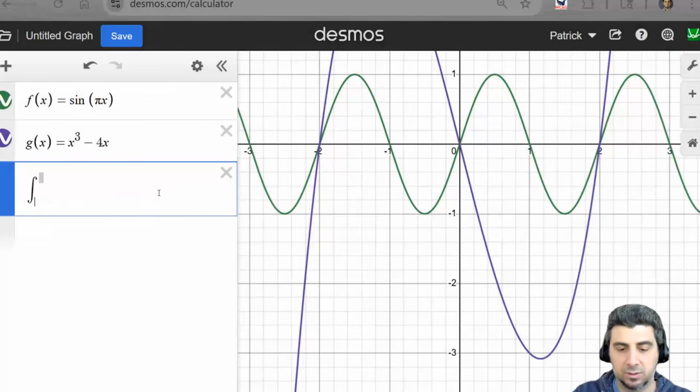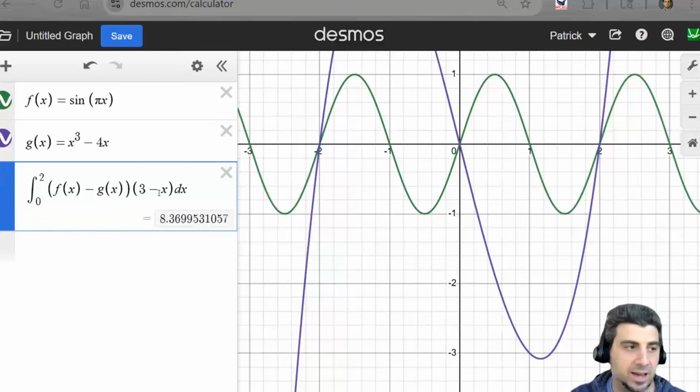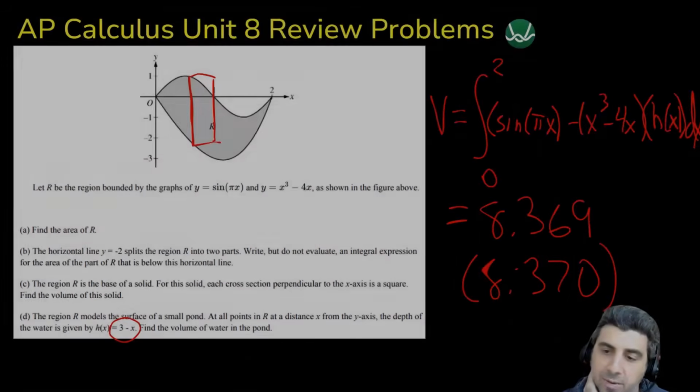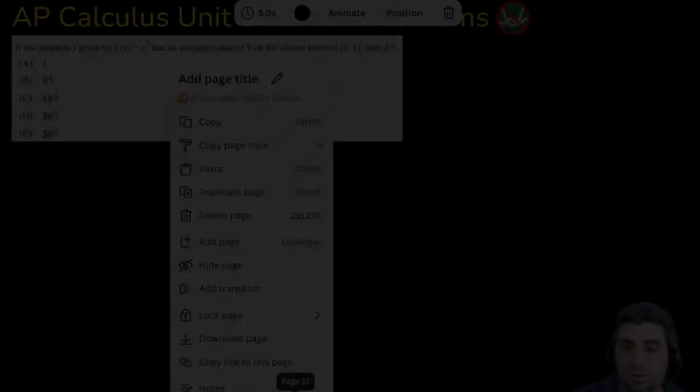So this was the integral from 0 to 2 of f of x minus g of x times h of x, which was 3 minus x, and then all of that dx. So you would have 8.369, or if you round, 8.370, either one is going to be fine, and you would just write that as your answer. Now, again, you get 2 points, 1 point for the correct integrand and 1 point for the correct answer. All right, guys, that's our free response. Let's jump into some multiple choice questions.